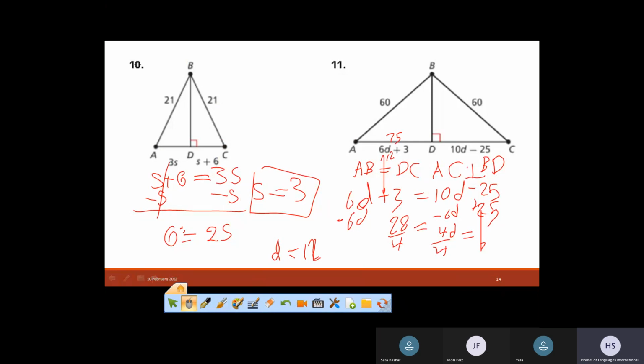Yeah, 28 divided by 4. 7. So he is what? 7. Right. Don't continue. Don't just find the variable.